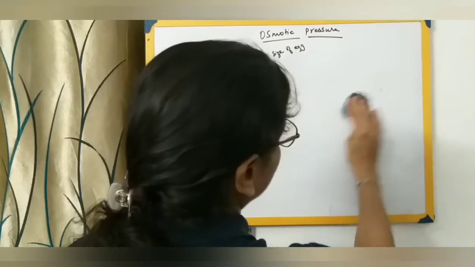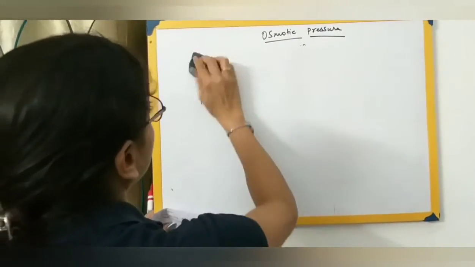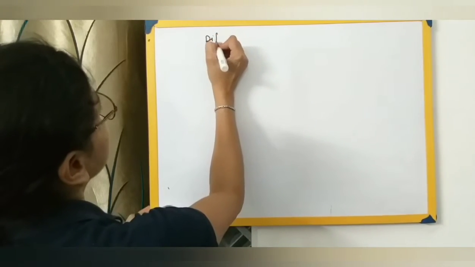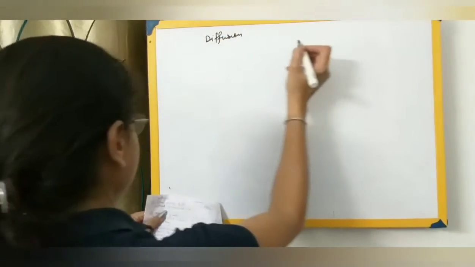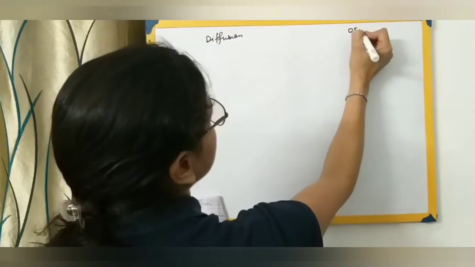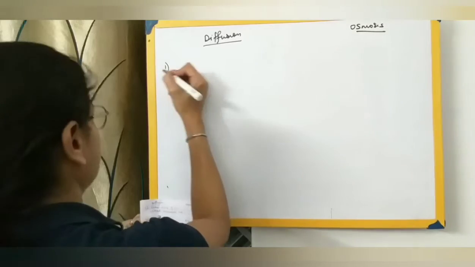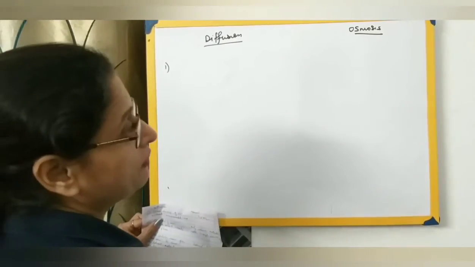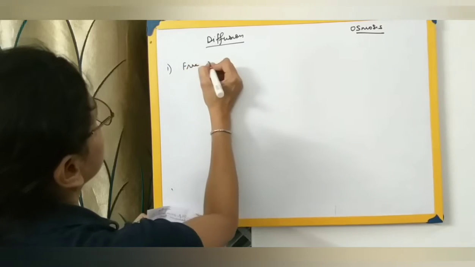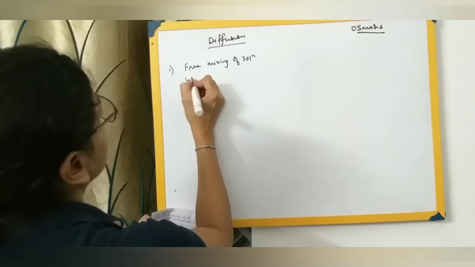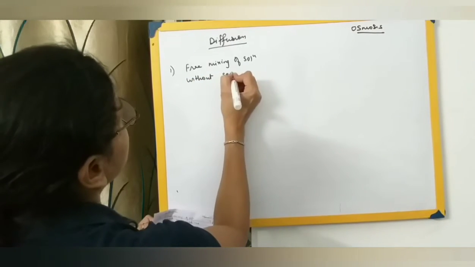You already know what is diffusion. Now I hope you are clear with the idea of osmosis. So we'll just see the differences between both of them. So this is our diffusion, and here we are having the process of osmosis. Okay. Now here in the first case, it is free mixing of solution without semi-permeable membrane.